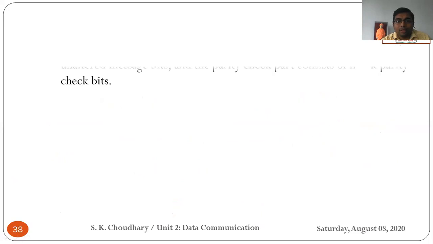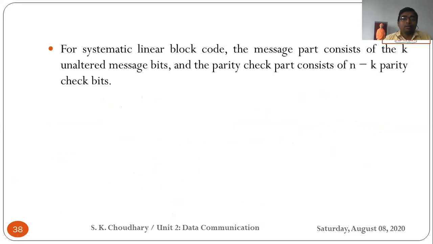Now we move to the other part: systematic linear block code. The message part consists of k unaltered message bits, and the parity check part consists of n minus k parity check bits. For a systematic linear block code, the message part consists of k unaltered message bits, and the parity check part consists of n minus k parity check bits.